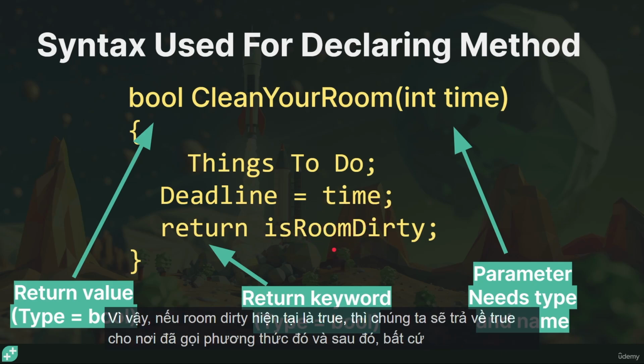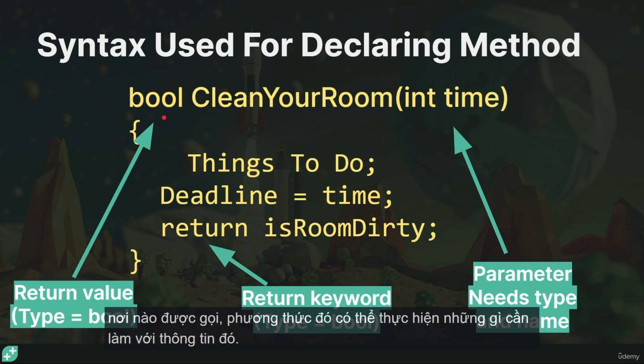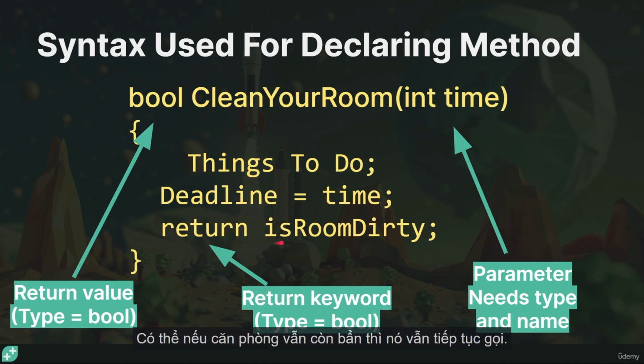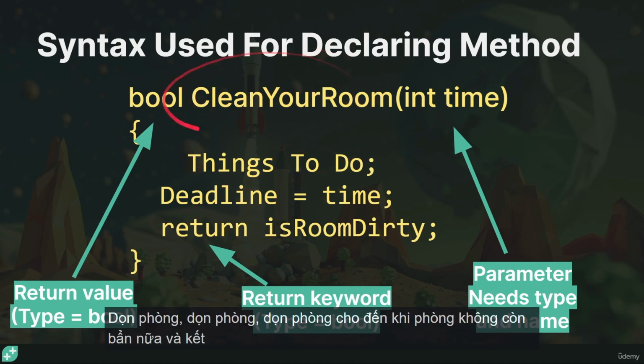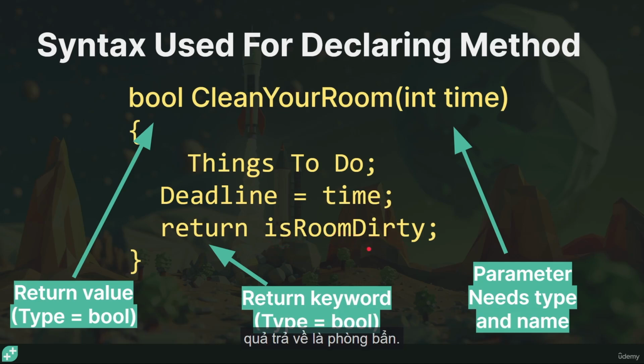So if is room dirty is currently true, then we would return true back to the place that called the method, and then wherever called the method can do what it needs to do with that information. Maybe if the room is still dirty, then it keeps calling clean your room, clean your room, clean your room, until which point it is finally not dirty and is room dirty returns false.